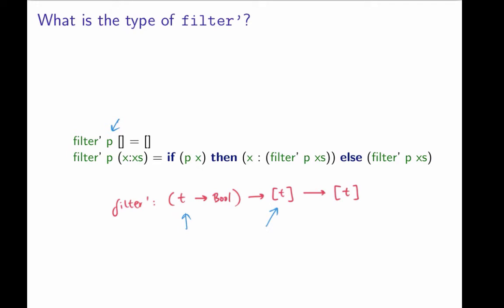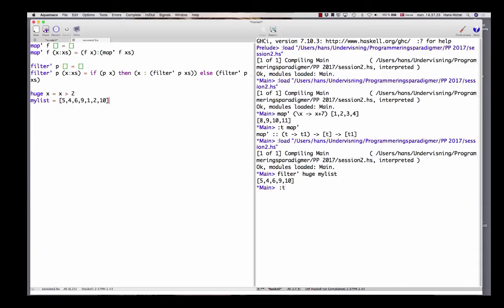So that's what we claim filter prime has as type. So let's see what Haskell has to say about this. Haskell says, let's find the type of filter prime. And indeed, it is the case that filter prime has type t to bool to t list to t list. And again, when we figured this out, we made no assumptions about t. So filter prime is this type for any type t. So filter prime is also a polymorphic function, which is not so strange when we think about it, since filter prime can really be thought of as a different special case of map prime. So nothing strange about that.